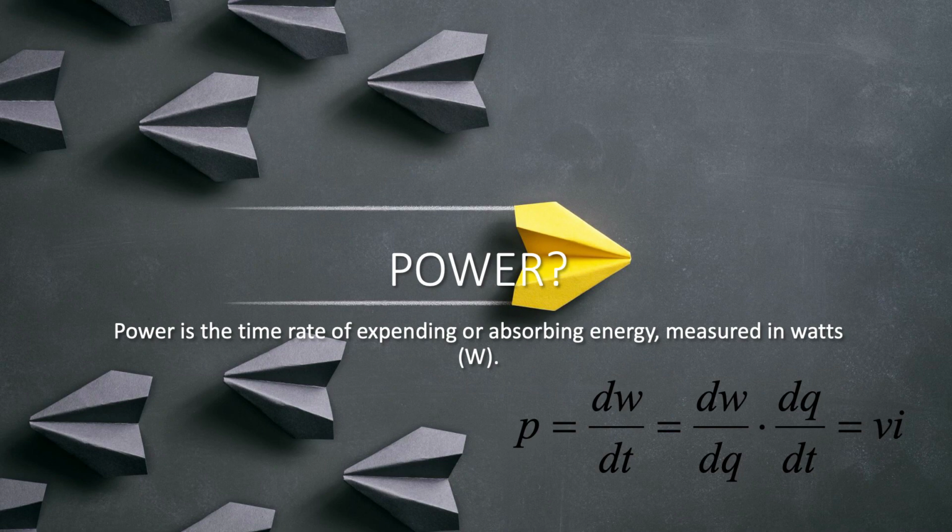So how can you combine this together? dW over dq multiplied by dq over dt, they are the same, right? So this one is actually V, this one is actually I. That's why you get the final equation p equal to v i.